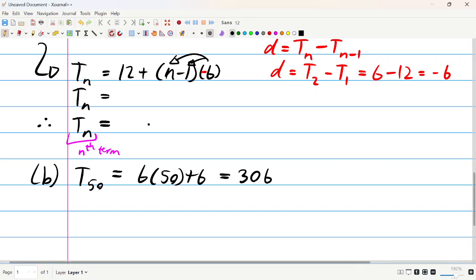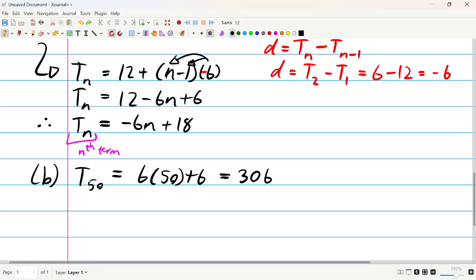So if we take the negative 6 into this thing, we have 12 plus, and then 12 minus 6n. And then that will be positive 6. Therefore we'll have negative 6n, and then 12 plus 6, which is just equal to positive 18. So this is our nth term.